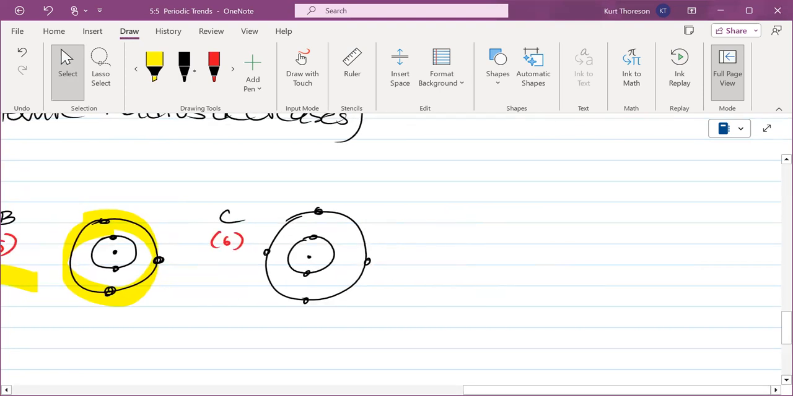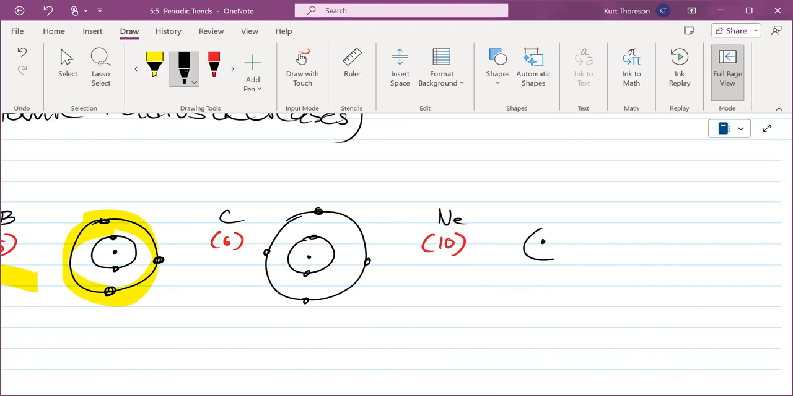I'll do one more. Neon. Skip to the end of the row. Neon is element number 10. How many electrons does it have on its first energy level? 2. How many on the second? 8. 1, 2, 3, 4, 5, 6, 7, 8. This has 10 protons it's going to use to pull those electrons in. So this is why the atomic radius decreases from left to right, but it increases from top to bottom.